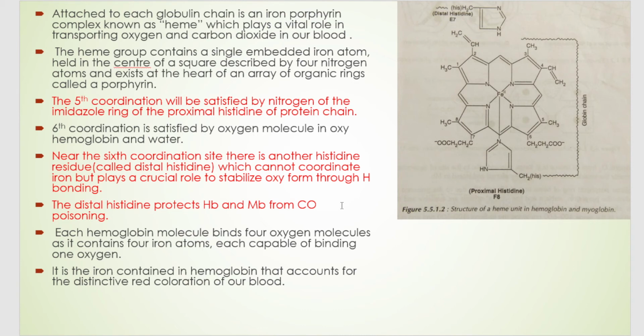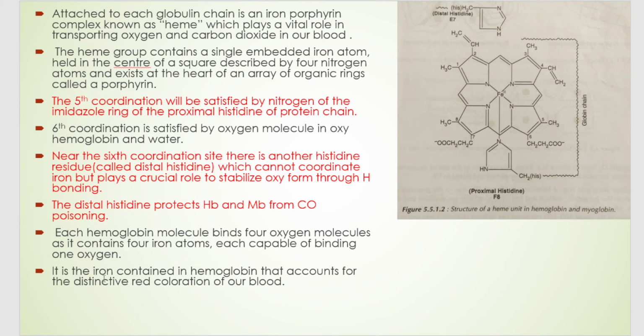And each hemoglobin binds to four oxygen molecules. Why is that? Because each hemoglobin has four such monomer units having four iron atoms. So each heme unit is able to bind to one oxygen. So when it is a tetramer, it is able to bind to four oxygen molecules because it has four such units. So each hemoglobin binds to four oxygen molecules since it contains four iron atoms, and each of it is able to bind to one.